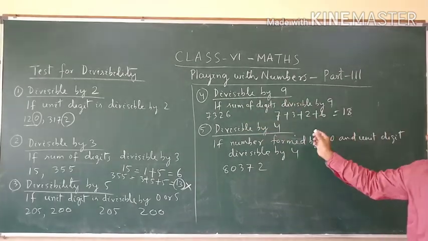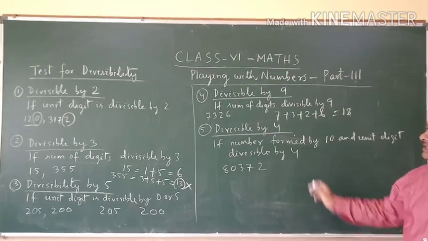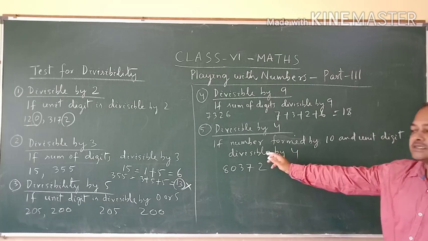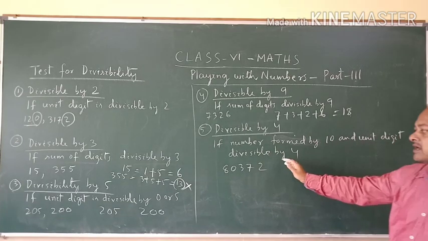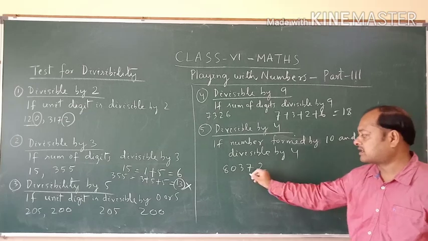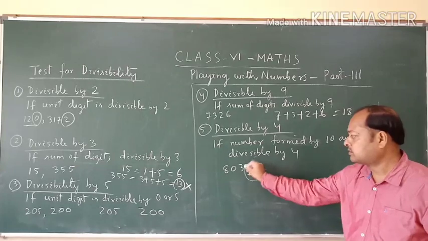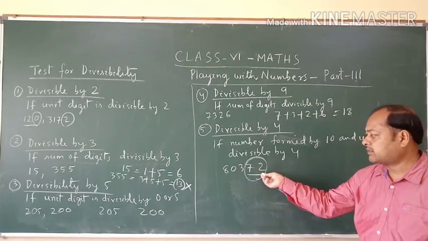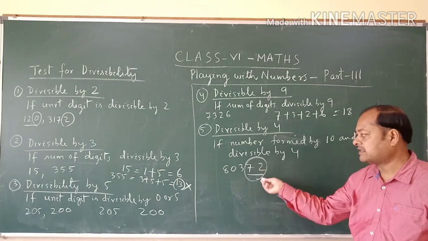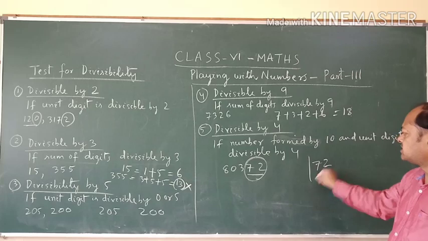Now come to the fifth point, divisibility by 4. How do you know that a number is divisible by 4? The rule is that the number formed by the tens and unit digits must be divisible by 4. In the number 80372, the number formed by the unit and tens place is 72. So is 72 divisible by 4 or not?